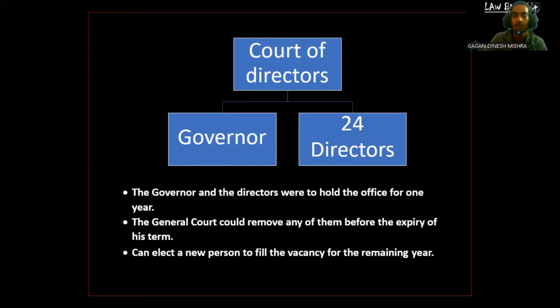The governor and the directors, after being elected, held their position for just 1 year. The General Court could remove any of them before the expiry of this term. The General Court could remove the directors and governor from their posts before their term ended, if they were not working democratically or were biased, and could elect new persons to fill the vacancy for the remaining time period, because if they are not there, how will the company work, right? The governor and directors should be there to look after all the affairs of the company.